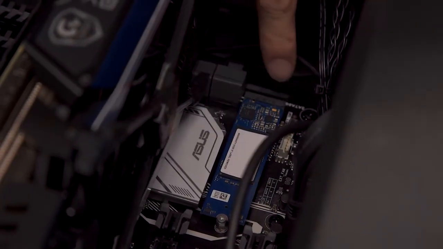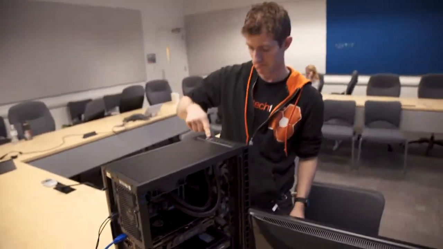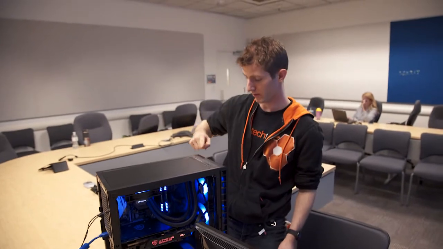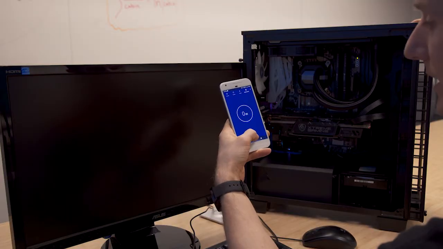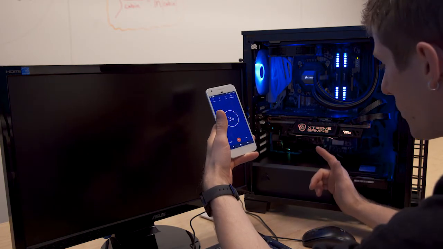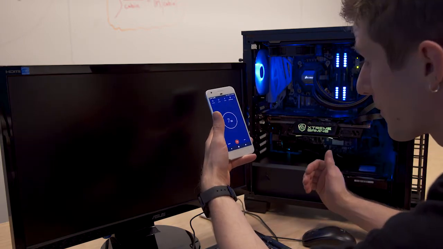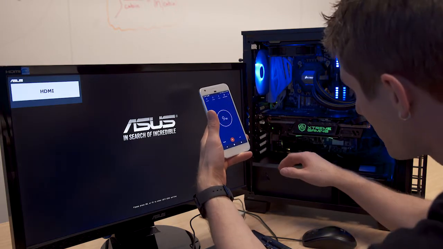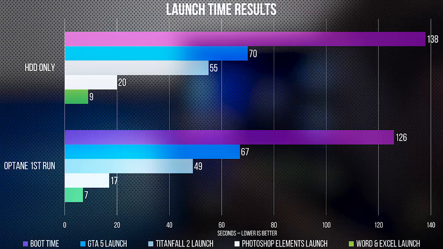About 3.7 gigabytes per second of theoretical bandwidth to our memory. That was awkward. I was like, there's no button there. Finally, we reboot. And we're actually going to be measuring this, even though we are not expecting there to be any significant difference in boot time, since the Optane memory module hasn't had a chance to cache anything yet.